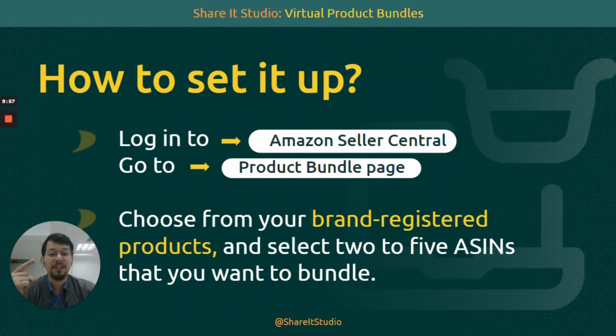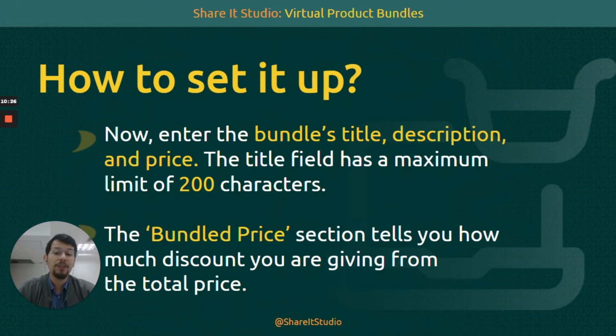First, you log into Amazon Seller Central, then you go to the product bundle page and you choose from your brand registered products. And after that, you select 2 to 5 ASINs that you want to bundle. Remember, you won't be able to make a bundle if you just have multiple units of one same product. You need to have at least 2 and a maximum of 5 products in your bundle. Now afterwards, you will enter the bundle's title, the description, and its price. The title field has a maximum limit of 200 characters.